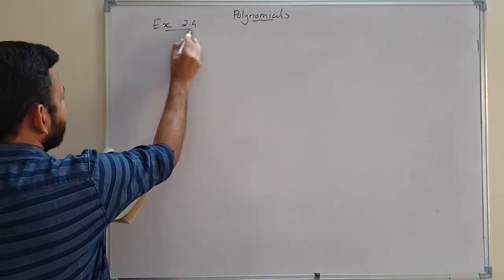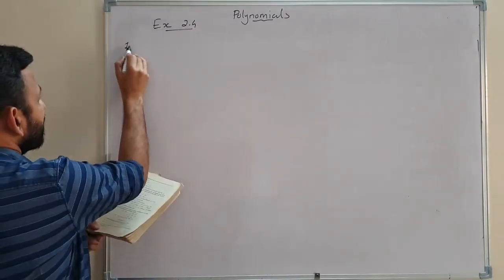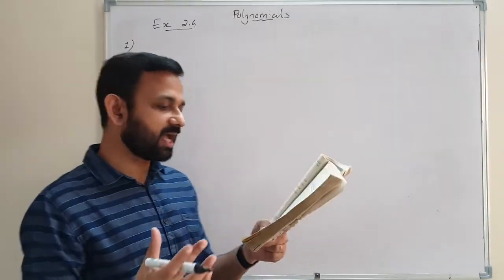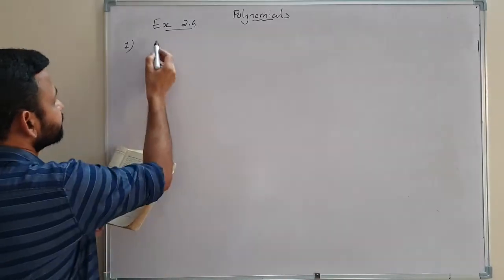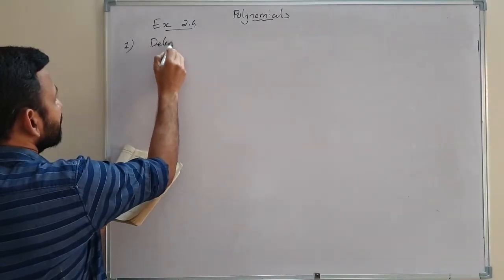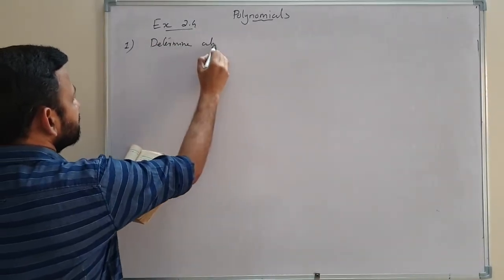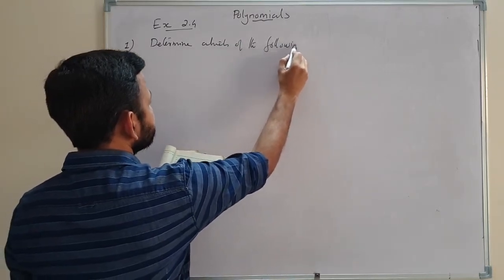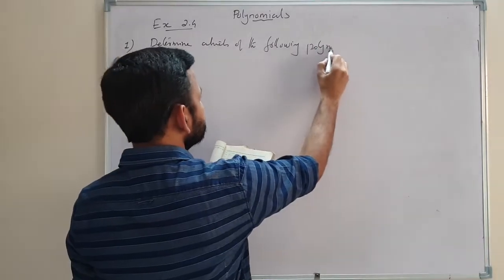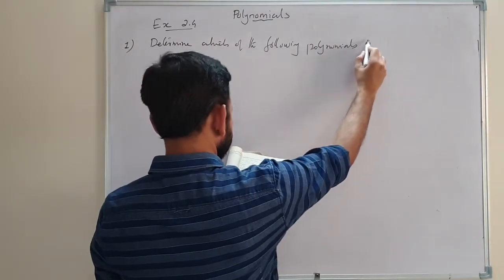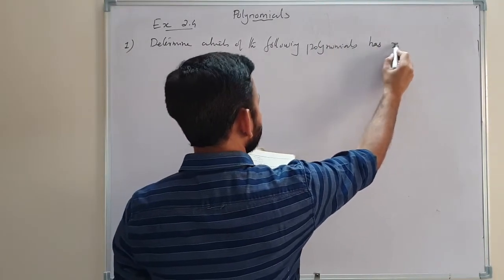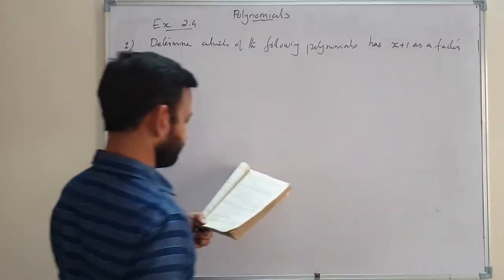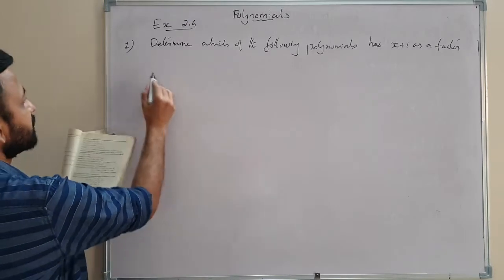Exercise 2.4. Question number 1. Determine which of the following polynomials has x plus 1 as a factor. Determine which of the following polynomials. X plus 1 as a factor. So we can do the difficult question.